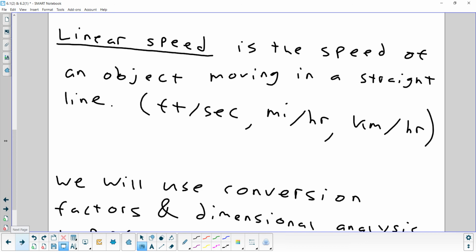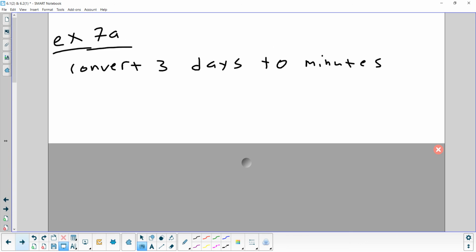All right, so let's just convert days to minutes. That's not even a speed. That's just time. Okay, that's even simpler than speed. Just time. 3 days. We're going to go 1 unit at a time. We're going to go from days down to the next smaller unit. What unit is smaller than a day that gets us closer to minutes? Yep. Hours. So I'm going to put a fraction here involving days and hours.